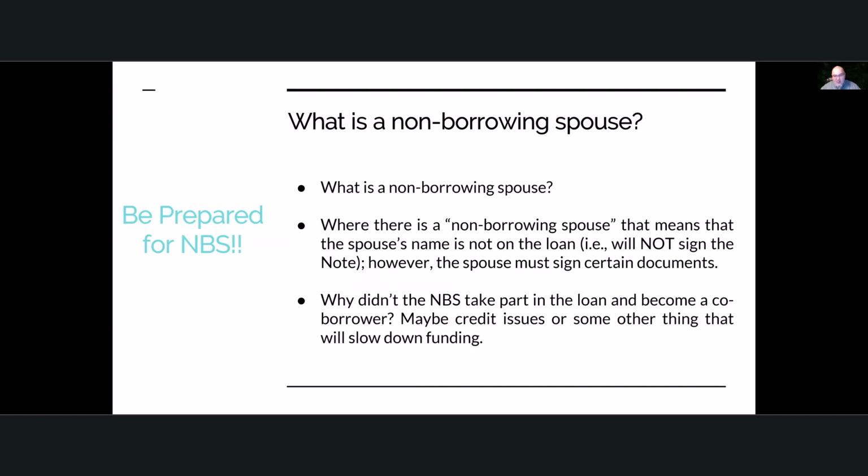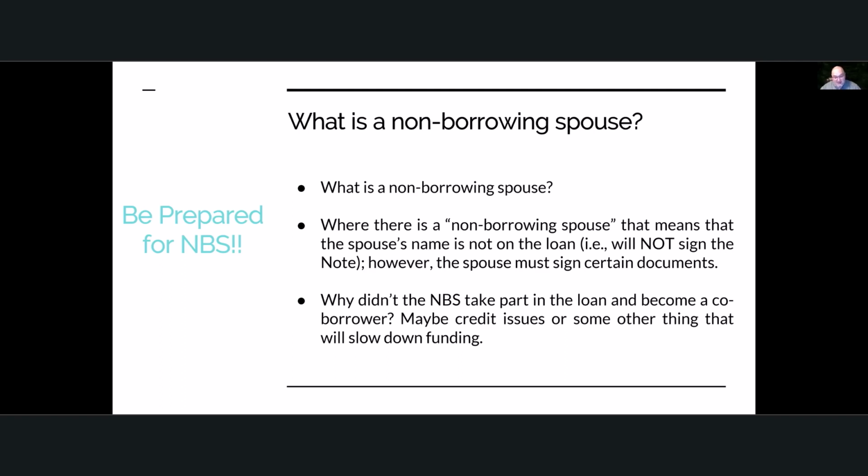When there's a non-borrowing spouse, that means that the spouse is not actually on the loan. Their income was not used to qualify for the loan, but they still must sign certain documents in certain states. Basically, they are blessing the transaction being placed against their interest in the property.